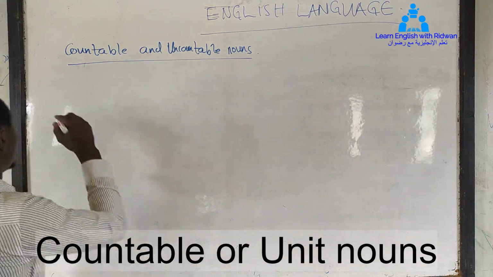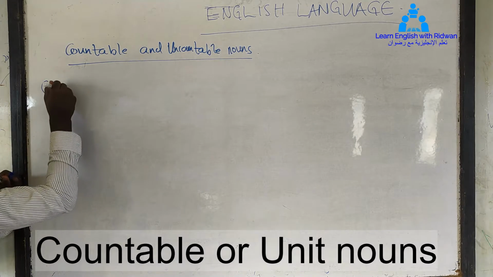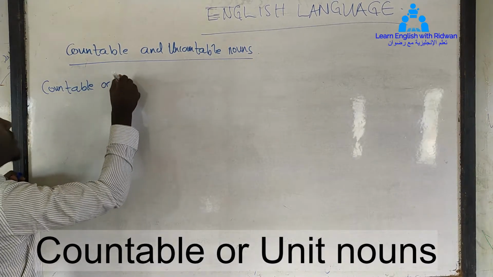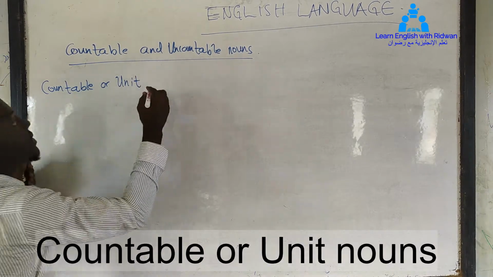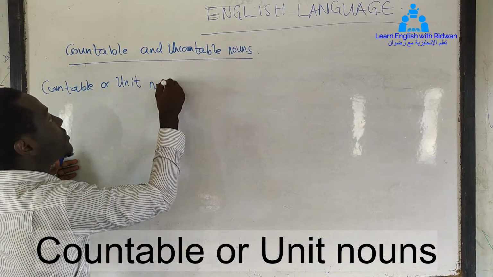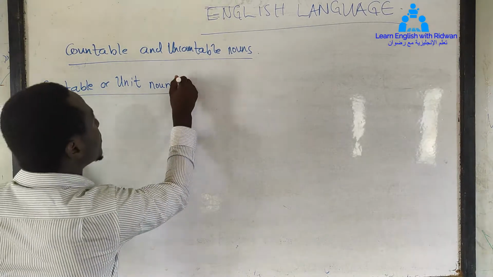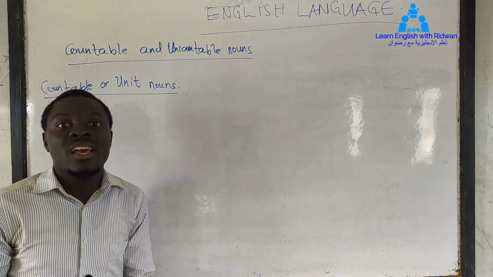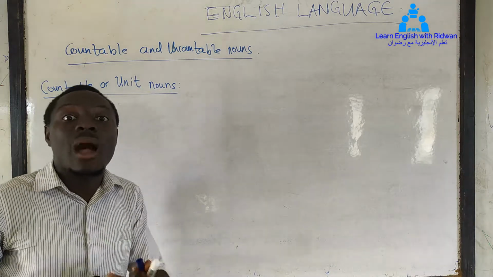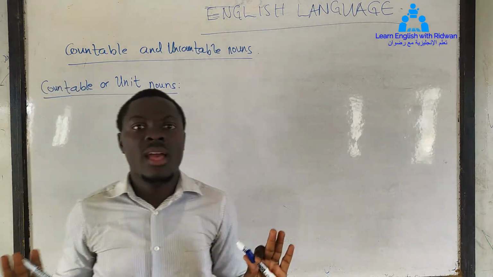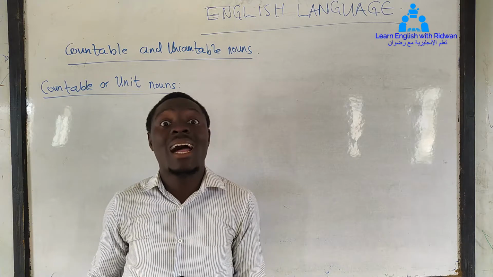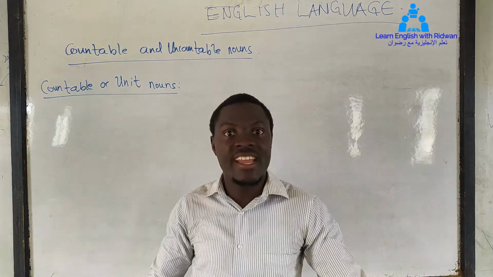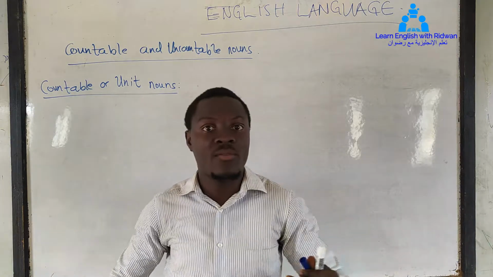So we have countable nouns or unit nouns. So we have countable nouns or unit nouns. What is countable nouns? These are nouns that can be counted easily. A countable noun or countable nouns are nouns that can be counted, and since they can be counted, it indicates that they have a singular and a plural form.